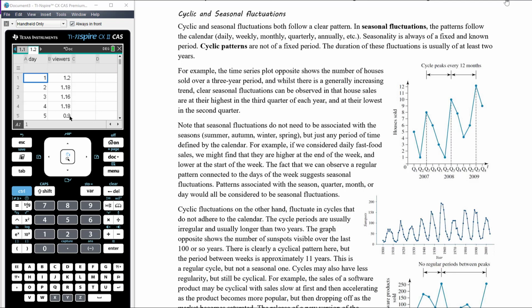So, as I said here, seasonal fluctuations don't have to be associated with summer, autumn, winter, spring. It doesn't mean seasons, just any period of time defined by the calendar. So, for example, if we had daily fast food sales, we might find that they're higher on Friday and Saturday nights and lower early on in the week. And so the fact that we've got a regular pattern connected to days of the week suggests seasonal fluctuations. So patterns associated with season, quarter, month, day, hour even, would all be considered seasonal fluctuations.